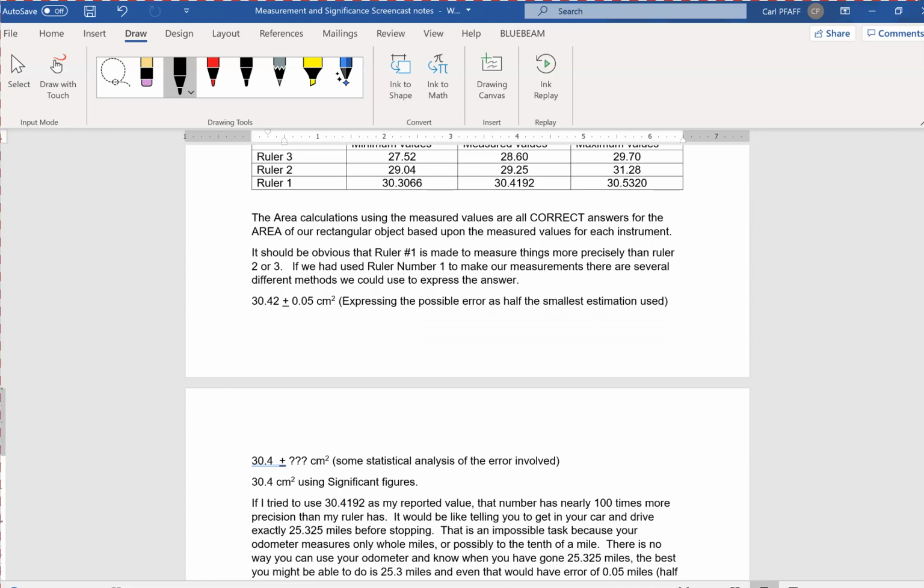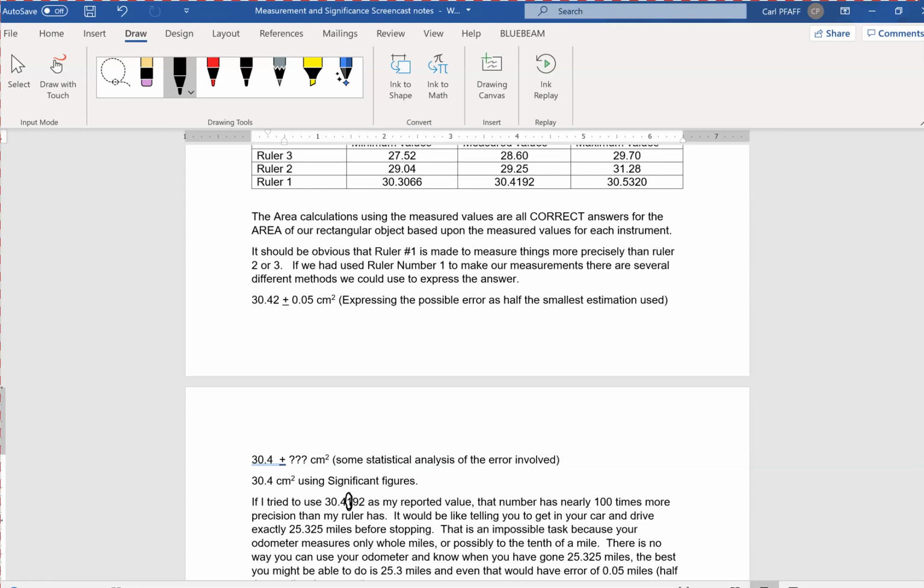If I tried to use 30.4192 and report that value as the correct answer, my ruler is only good to that decimal place. And that's an estimation. That's where my error is. If I go 2 decimal places more, I'm trying to say that I know the value, the correct answer, 100 times better than the ruler can measure. And that's really not something that we want to do. It's not feasible. It's not correct.